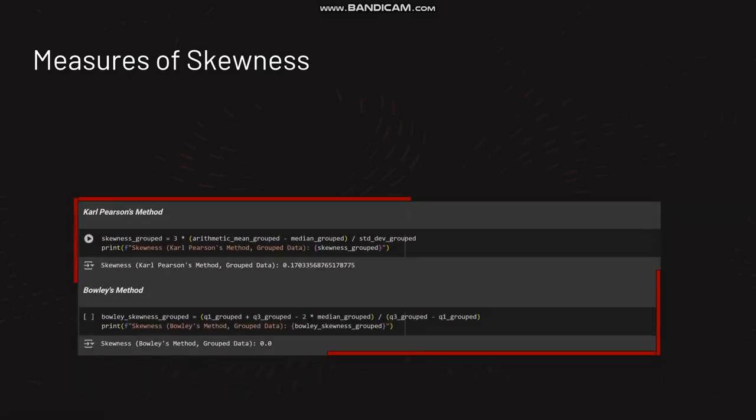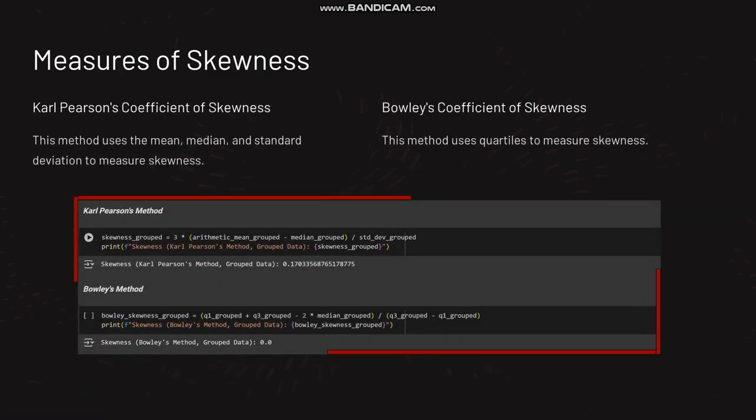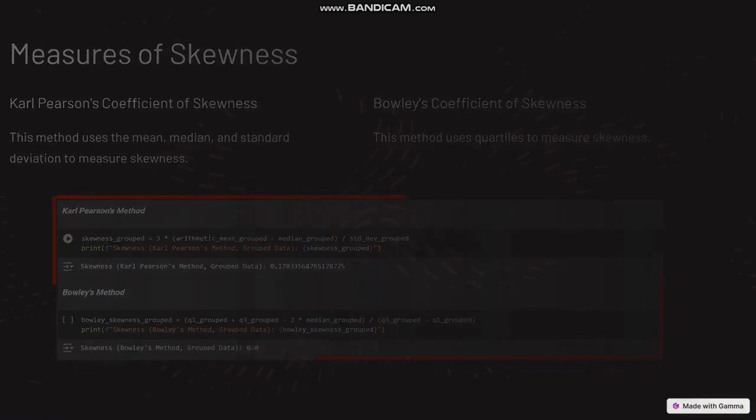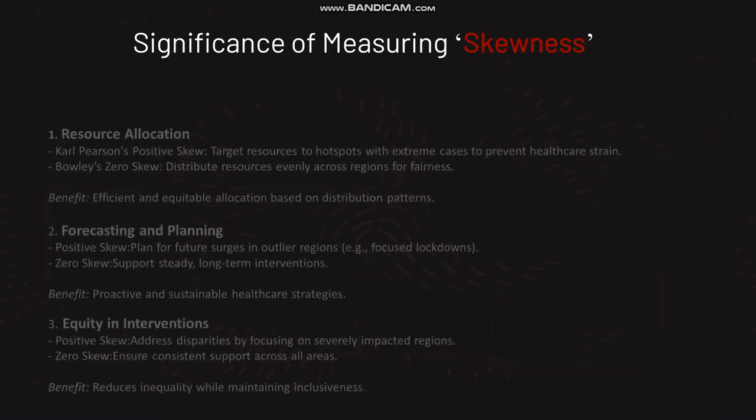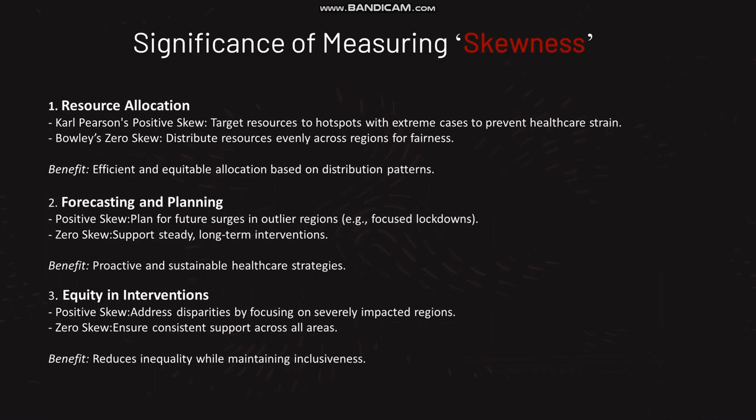Measures of skewness. We have two main methods to determine the measure of skewness: Karl Pearson and Bowley's method. Next slide. We can find the measure of skewness by two main methods: Karl Pearson and Bowley's coefficient. Looking into the significance of measuring skewness, we can see that it helps in analyzing resource allocation.